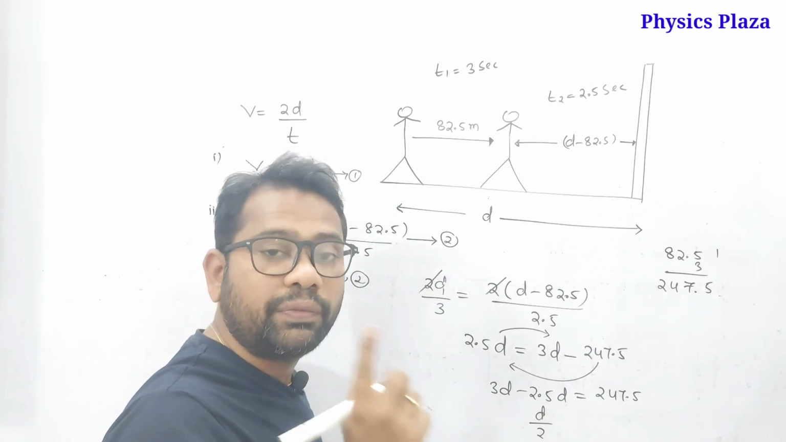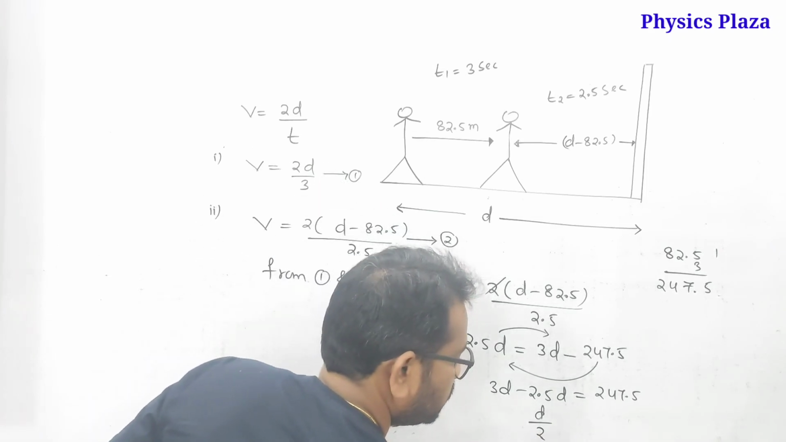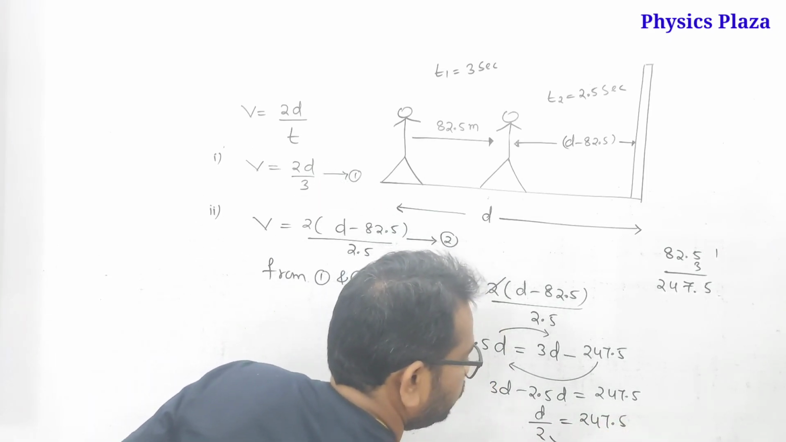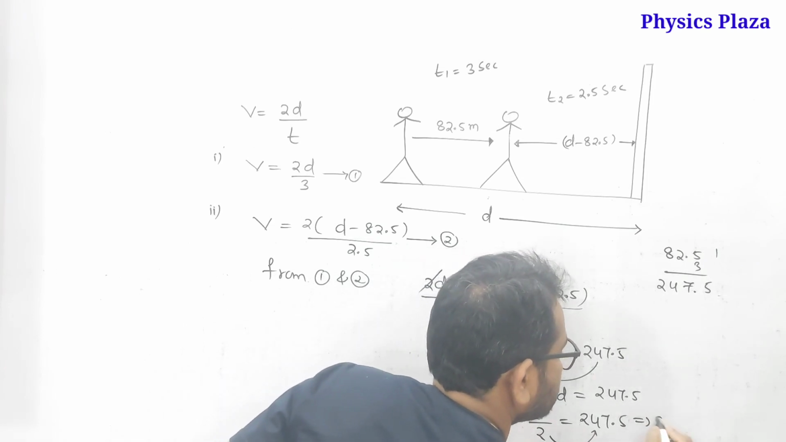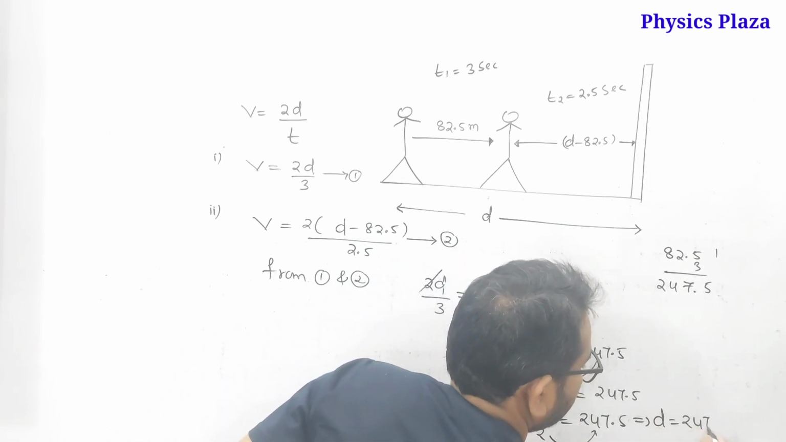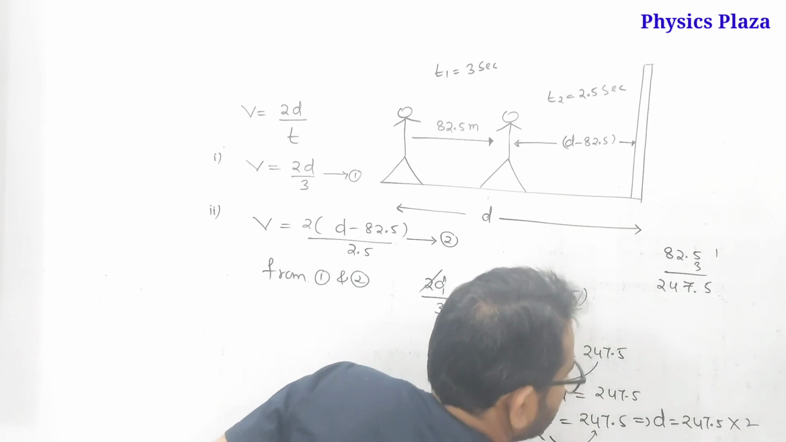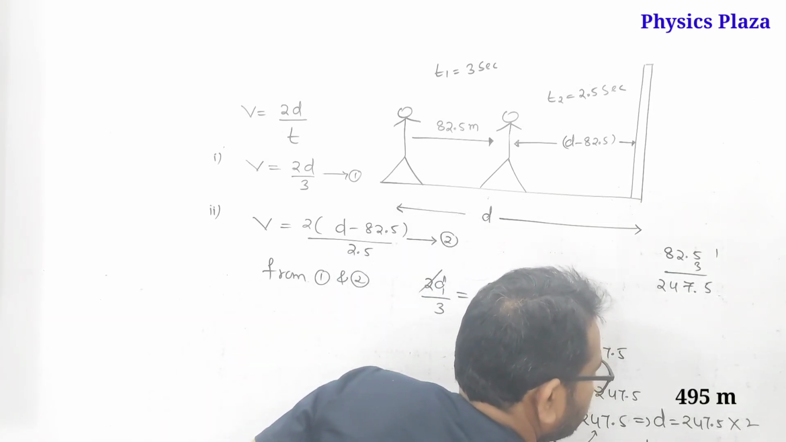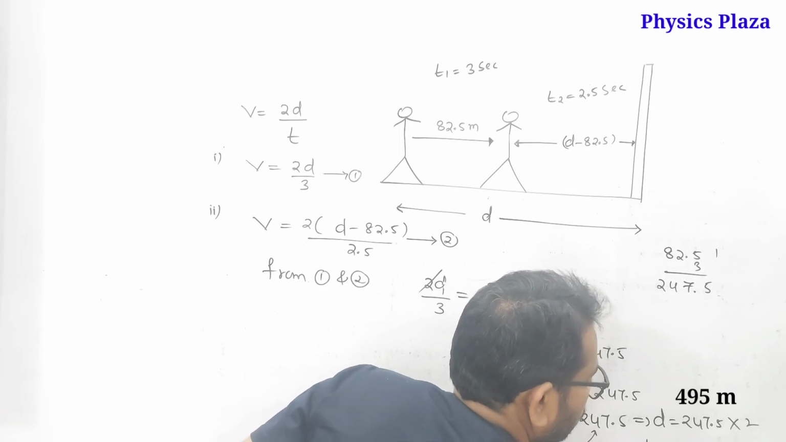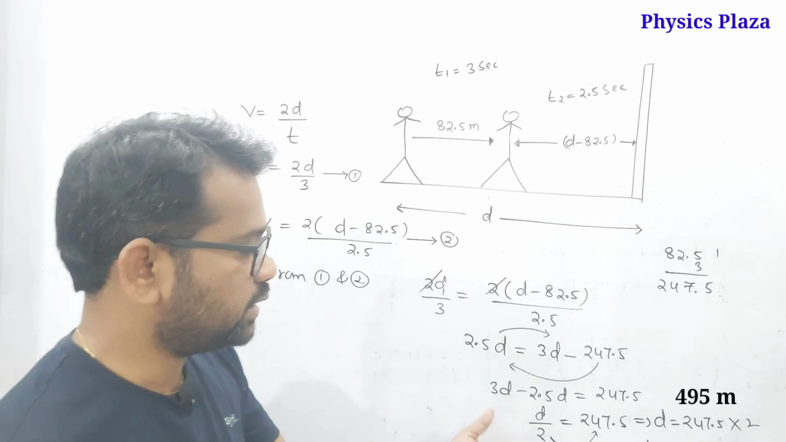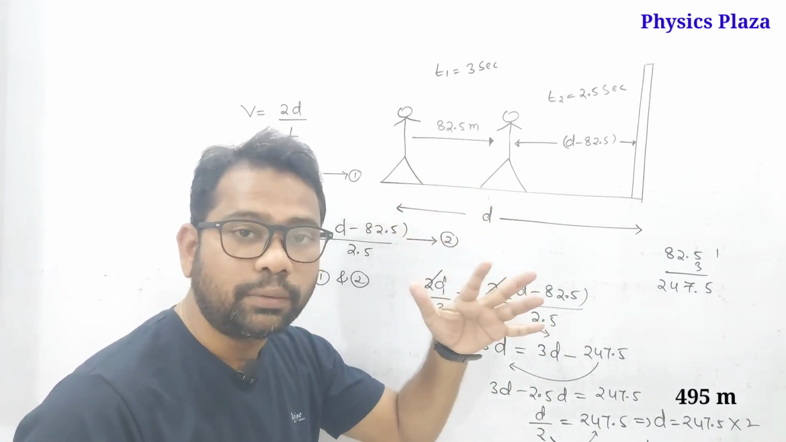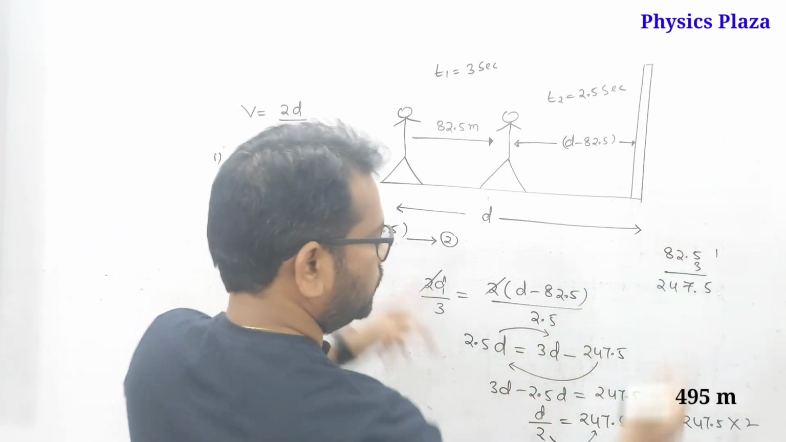0.5d means what? d by 2. Children, 0.5 can be written as 1 by 2. So 1 by 2 into d is equal to 247.5. Now this 2 will go this side, so it multiplies. d is equal to 247.5 into 2. So this d is going to be 495 meters. They asked to find the distance between the cliff and the initial position, so this one will be 495.